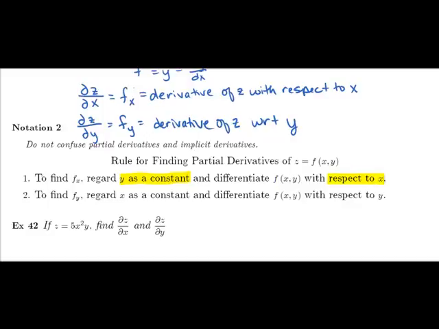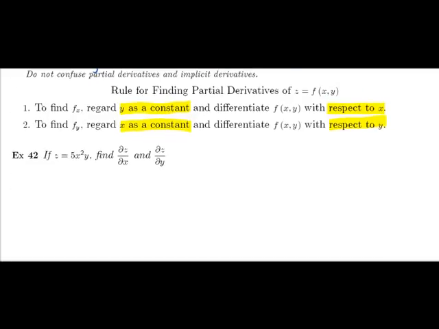and we're going to differentiate with respect to x. If we want to find the partial derivative with respect to y, then x is constant, and we're going to take the derivative with respect to y. So this is actually a lot easier than implicit derivatives. So let's take a look at an example.